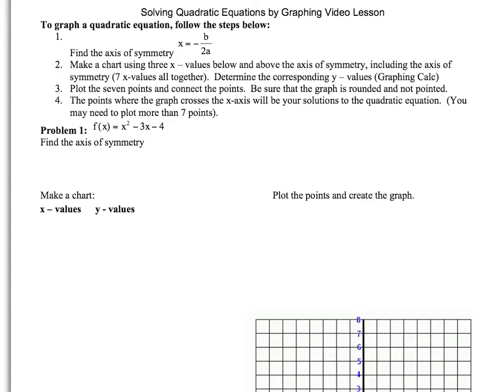So, first problem. To find the axis of symmetry, use the formula as shown in step 1, negative b over 2a. Well, negative b is going to be 3 over 2a, so 2 times 1 is 3/2. Then it says make a chart. It does not look like my chart came out on this lesson, but I'll just draw it in.